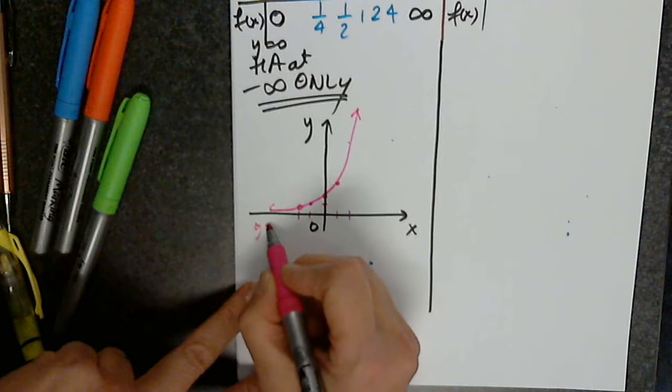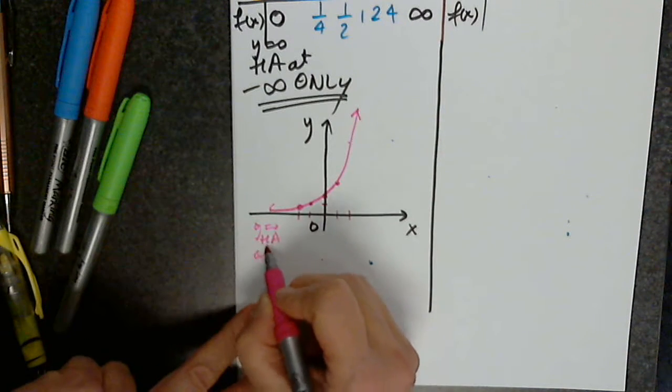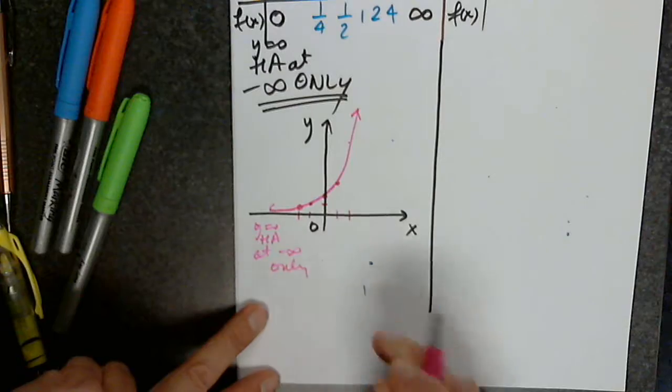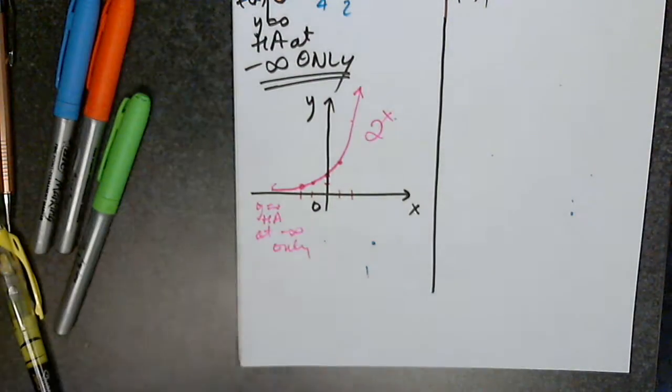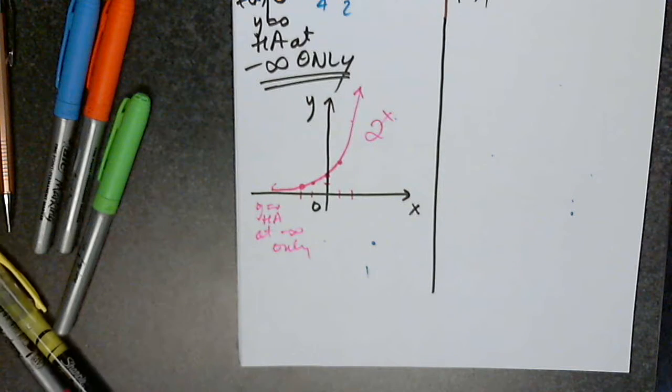As you see, it has y = 0 horizontal asymptote at -infinity only. So this is 2 to the x. This is the graph of 2 to the x. So it has the fastest growth possible. Not even a polynomial function can do this. This is the fastest growth possible.